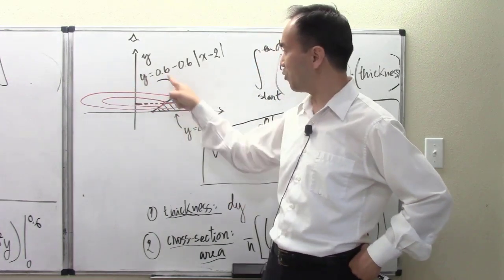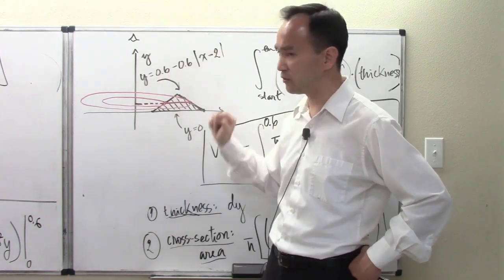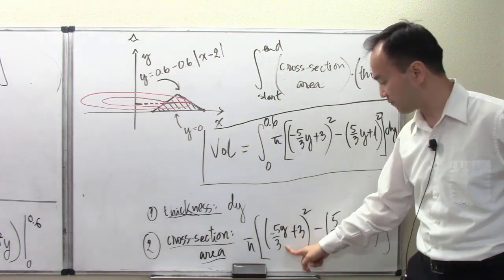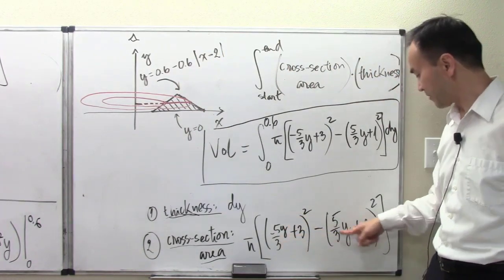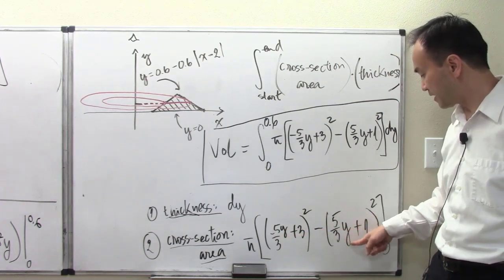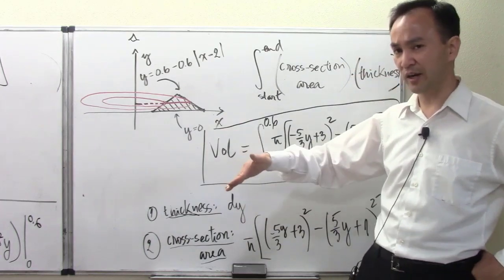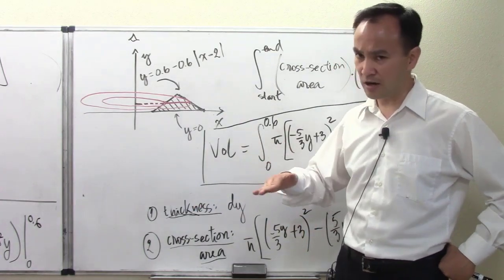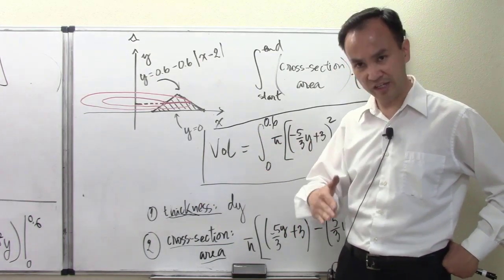Okay, so here one curve, y equals 0.6 minus 0.6 times the absolute value of x minus 2, but now we broke it down into two separate curves. One of them is minus 5/3 y plus 3, and the other one is positive 5/3 y plus 1. The skill to turn the problem into an expression in terms of y from x, or x in terms of y, it all depends on the problem, but that skill is just algebra.